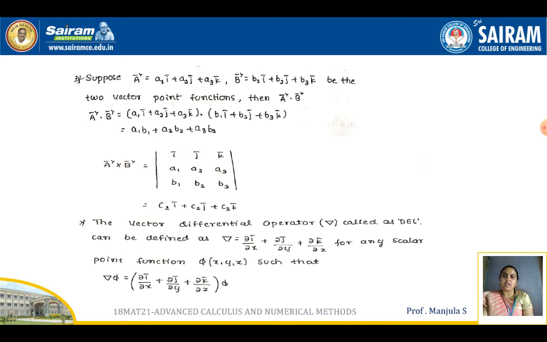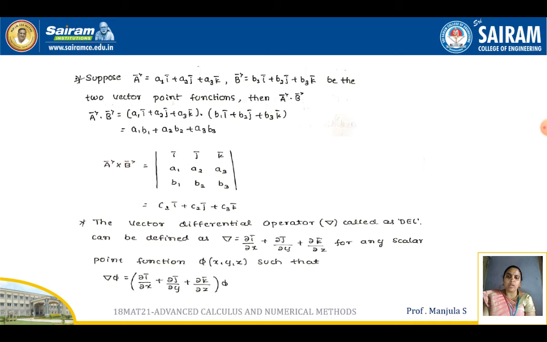Now vector A cross vector B can be written as the determinant of i cap, j cap, k cap; the first row will be a1, a2, a3, and the last row will be b1, b2, b3. On simplification, we can write this as c1i plus c2j plus c3k. The next one is the vector differential operator, which we denote as del. We define del as dou by dou x i cap plus dou by dou y j cap plus dou by dou z k cap.